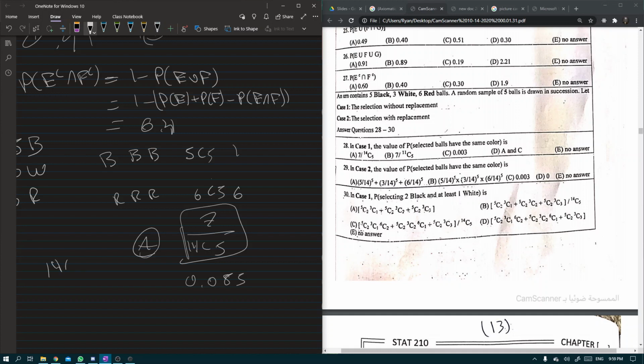How did I get the answer before? It's just all blacks or all reds. So 5 black, 5 red. There's no white because it can't fill 5 places. Okay, so 5C5 plus 6C5, 6 plus 1 is 7. Then you get this. This is the total, this is 7.